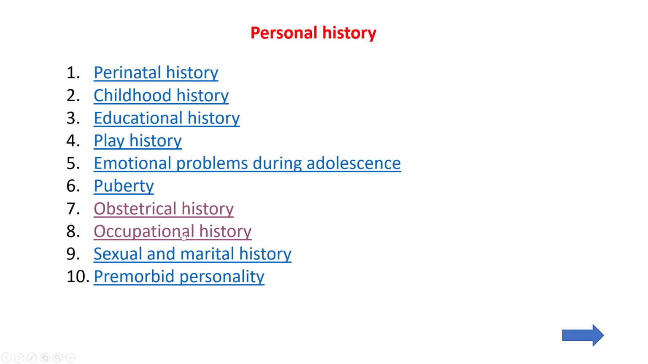Occupational history is job related history. Sexual and marital history is not for children, and occupational history is also not for children. So no need to write or mention these headings.